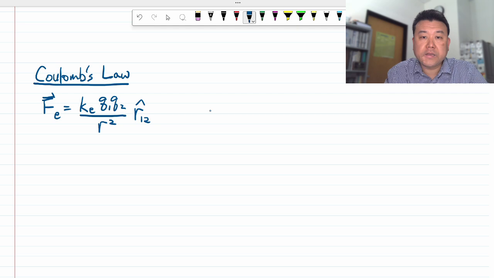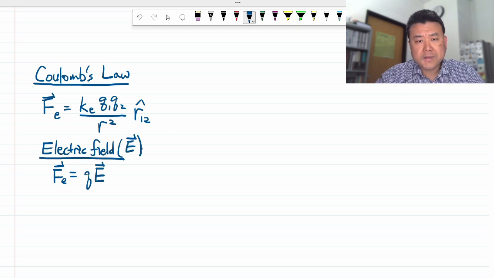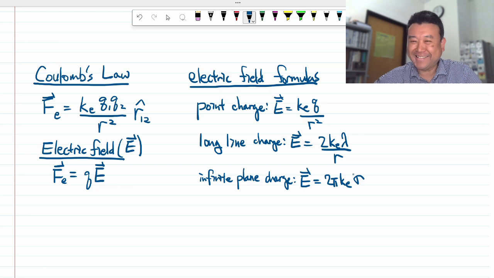In the last chapter, we introduced the Coulomb's law and the idea of electric field. And we applied them to calculate the electric fields due to various extended charge distributions, which was a lot, as you can see on the screen here.